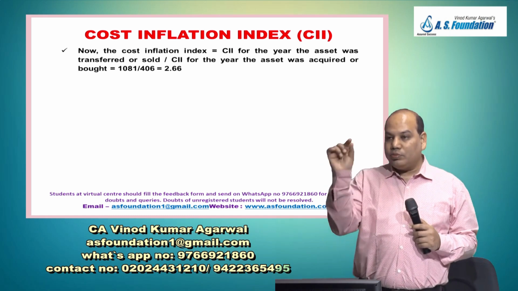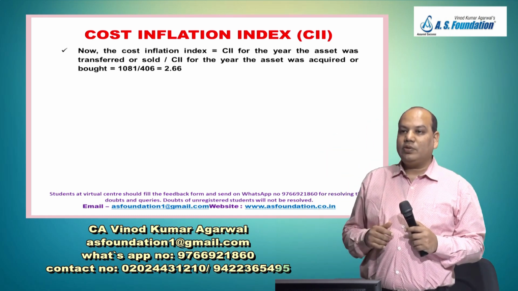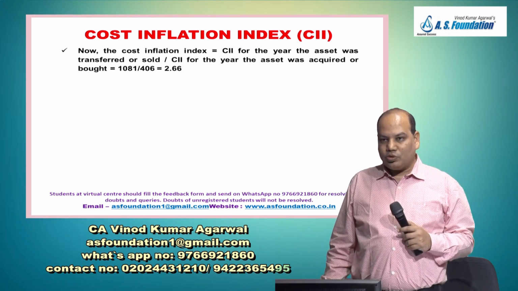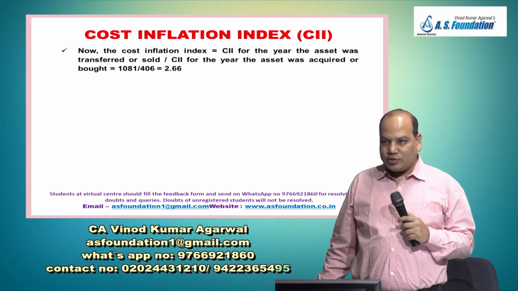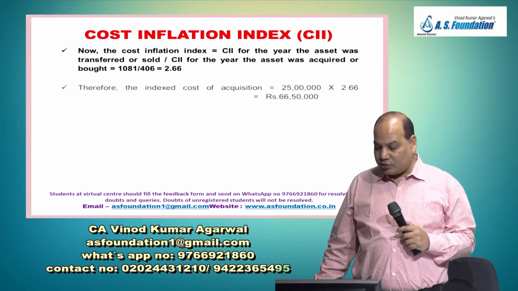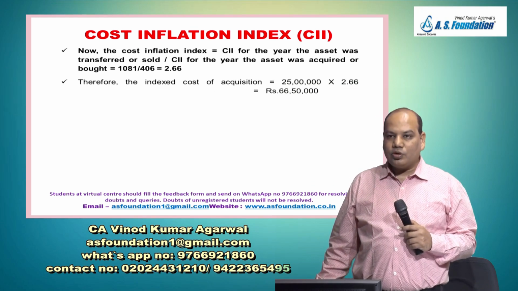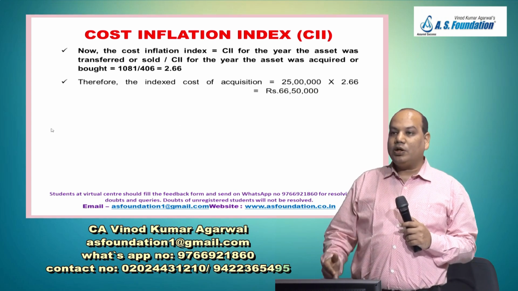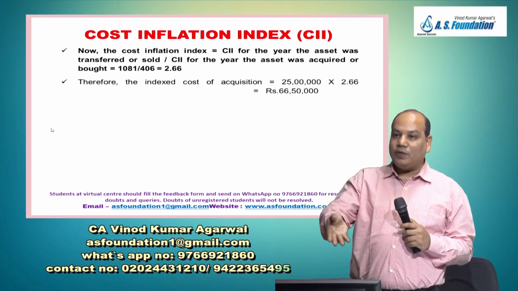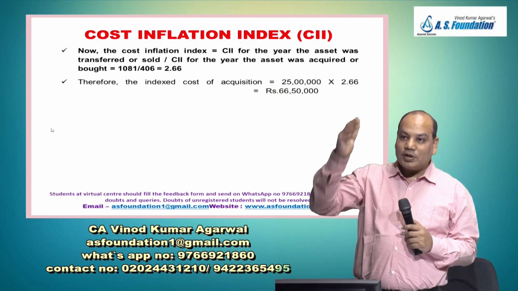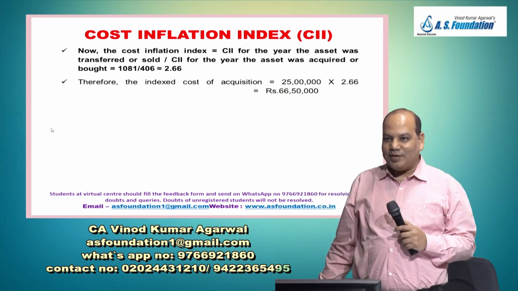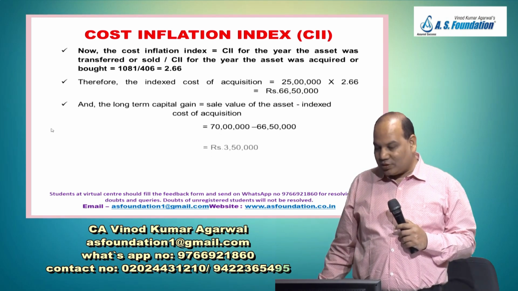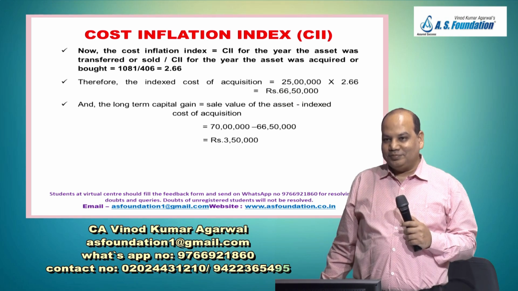So now what you do? Current year index is 1081. Year of purchase index is 406. So the ratio is 2.66. Multiply this ratio with the cost of acquisition. So the indexed cost of acquisition will now be artificially increased from 25 lakh to 66 lakh 50,000. What an idea. And therefore your actual capital gain will be just 3 lakh 50,000.